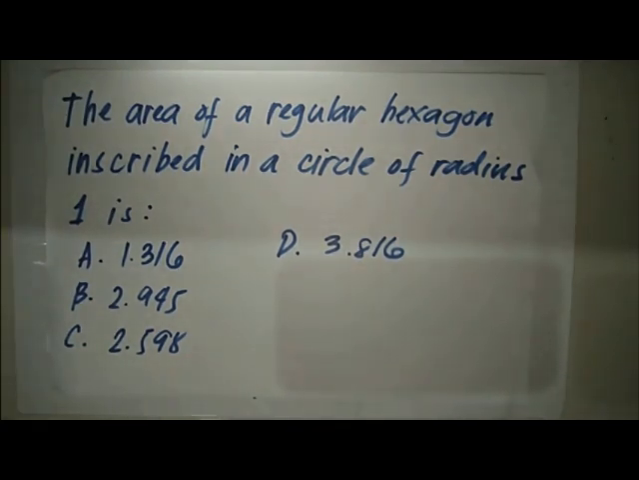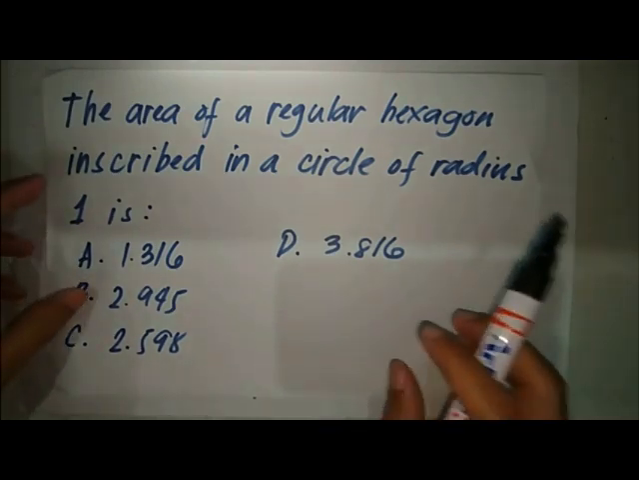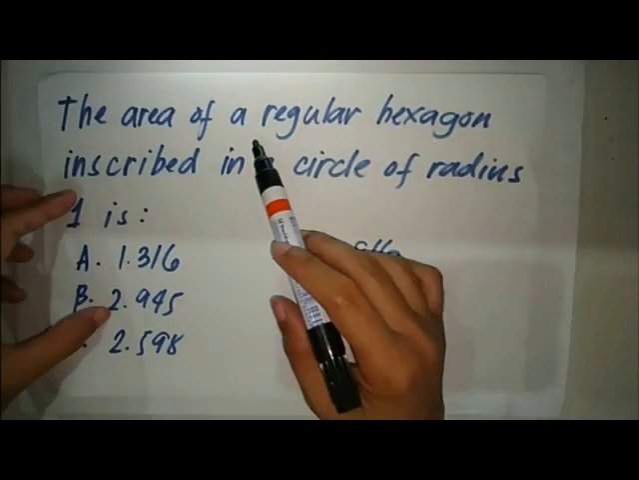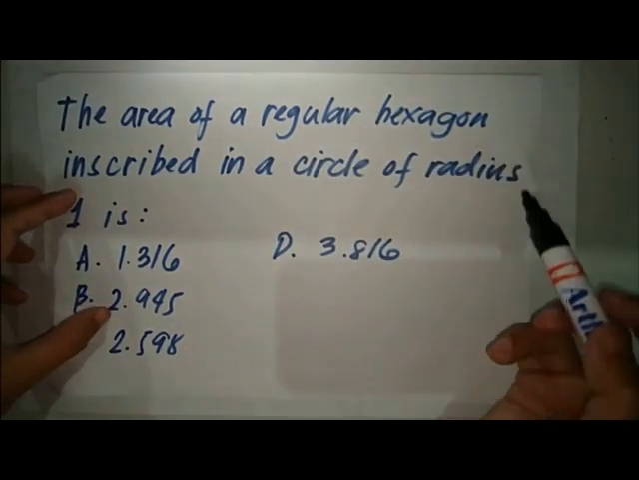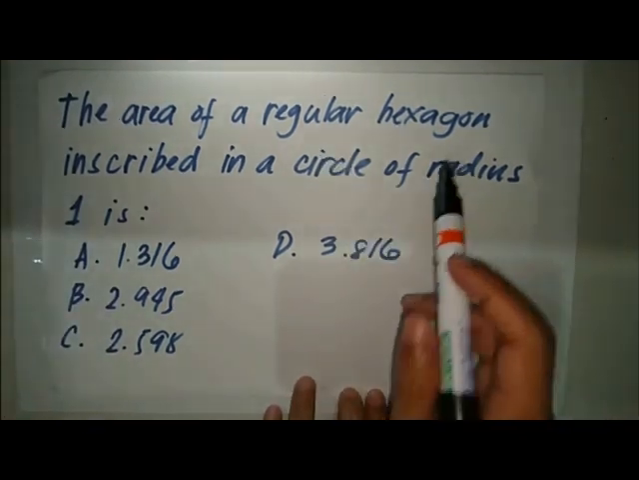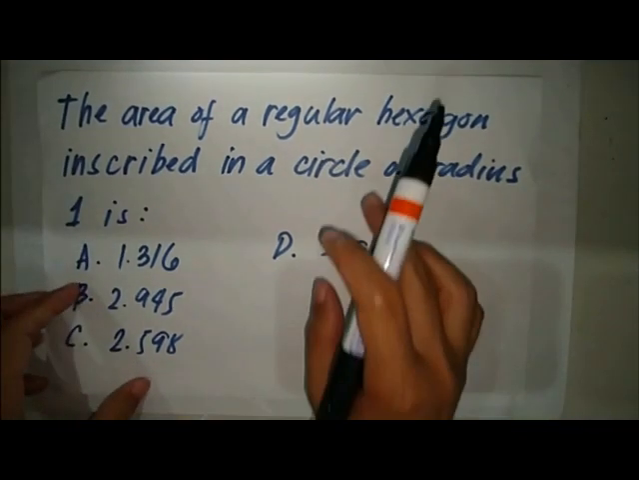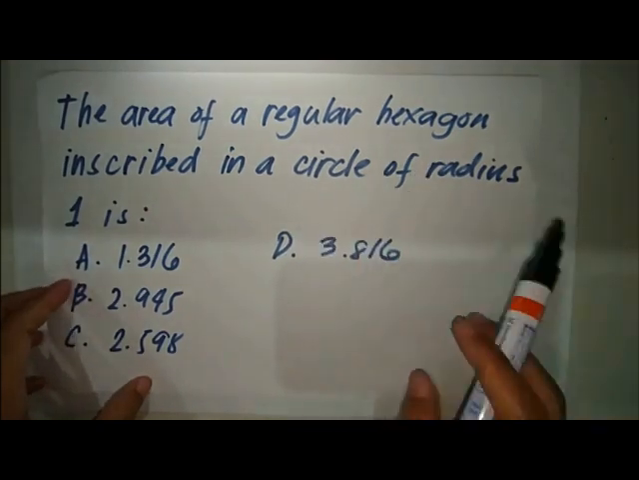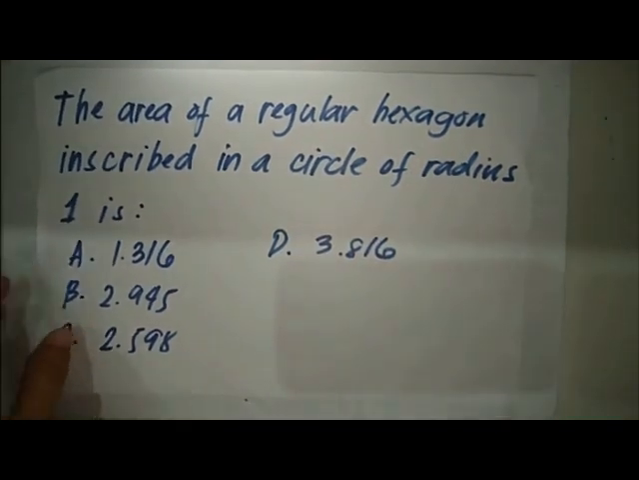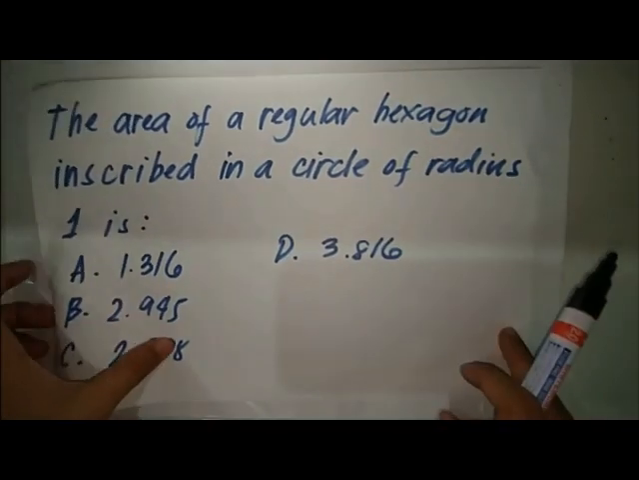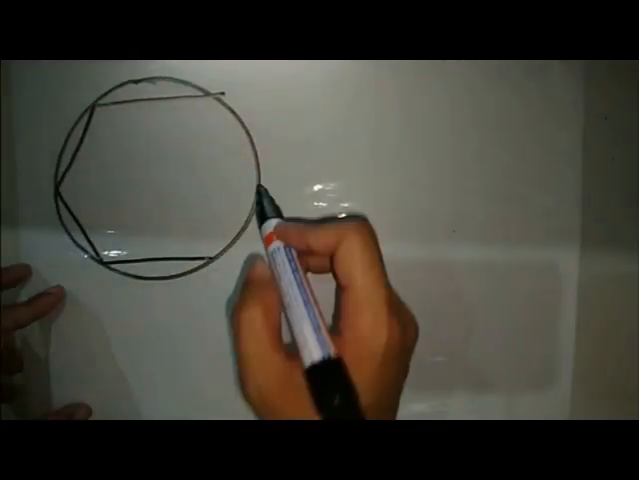Here we have next problem natin: the area of a regular hexagon inscribed in a circle of radius 1. So, regular hexagon meaning regular, ang sides niya is equal in length. So, hexagon, you have 6 sides. So, hexagon is inscribed, so nasa loob siya ng circle. So, i-drawing natin yung figure.